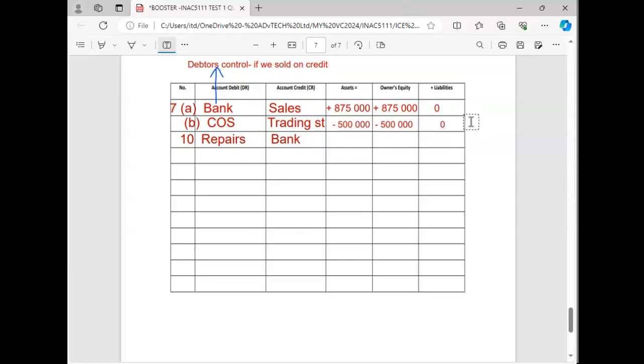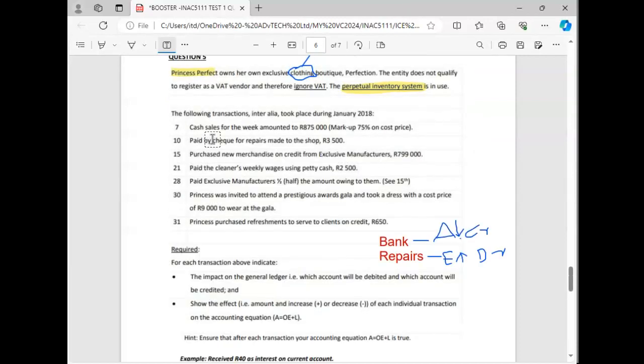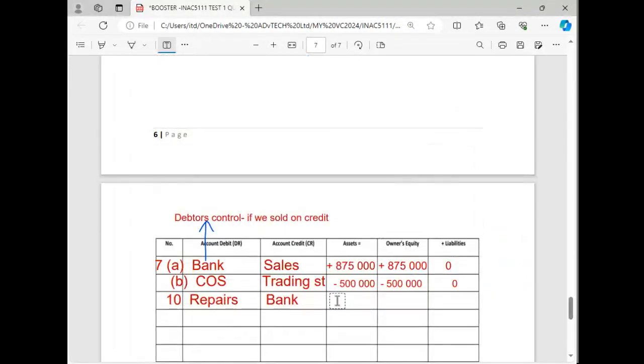Let's go and check the amounts, to be sure. It's 3,500. So then it would be negatively affecting owner's equity and negatively affecting assets. So it'd be minus 3,500 in assets, minus 3,500 in owner's equity, because it's an expense. Thank you so much. I appreciate it.